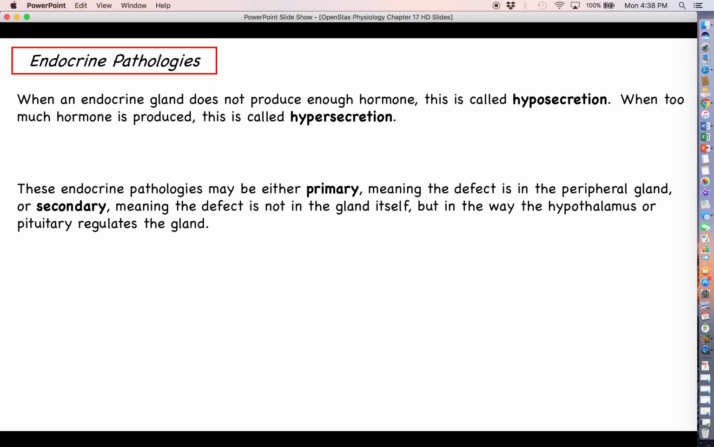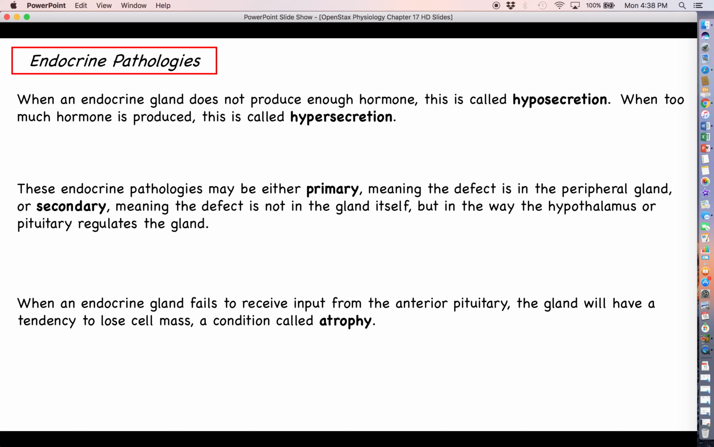If we've got a secondary pathology, that means the problem isn't with the thyroid or the testes or ovaries or the adrenal cortex itself. The problem is in how the hypothalamus or pituitary regulate that gland, meaning that we've got either too much or too little releasing hormone, or too much or too little trophic hormone. If there's too much or too little trophic hormone, naturally, whatever thyroid hormone or testosterone or estrogen, those are going to be out of balance as well. At that point, the thyroid is just doing what it's told. The ovaries are just doing what they're told, right?